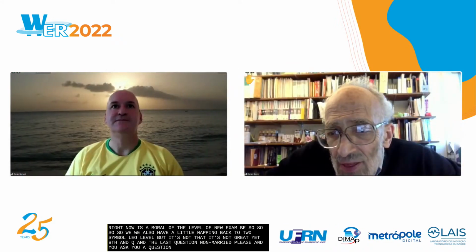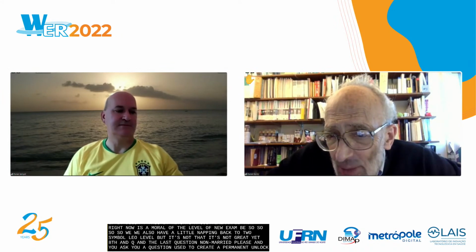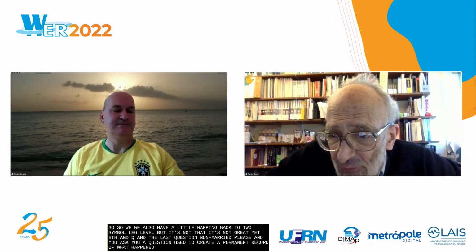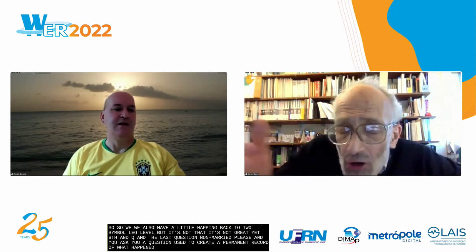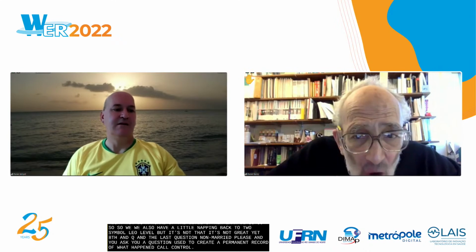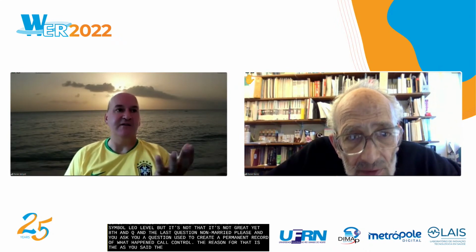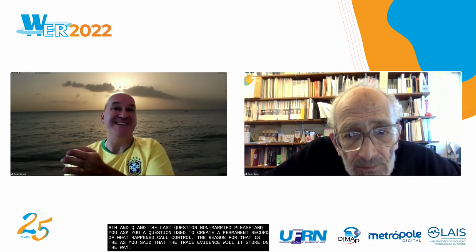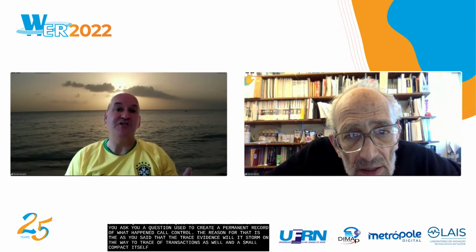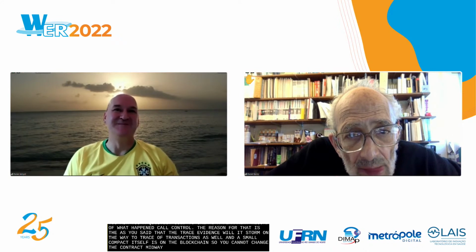You're using the blockchain to create a permanent, unmodifiable record of what has happened in performance of the contract that all can trust. Is that the reason for that? Well, there are two reasons. One is as you said, the trace of events is stored along the way, and the trace of transactions as well. And the smart contract itself is on the blockchain, so you cannot change the contract midway.